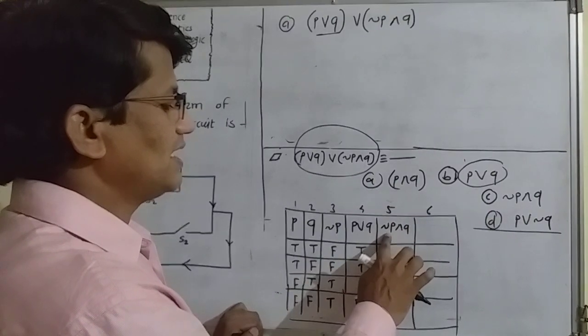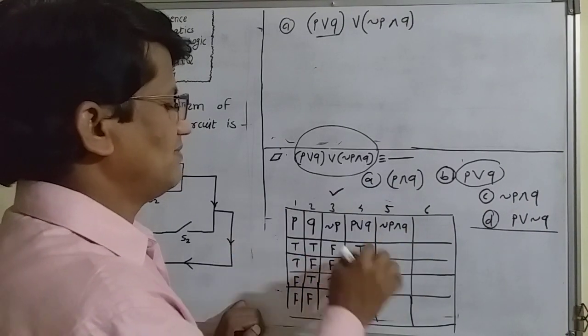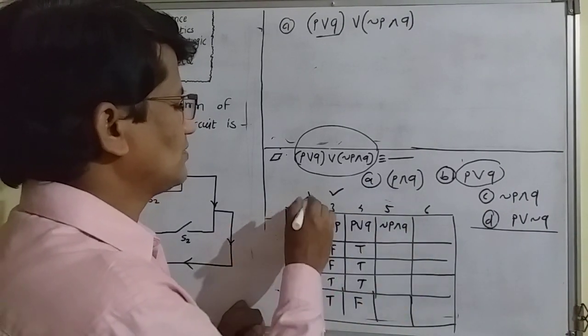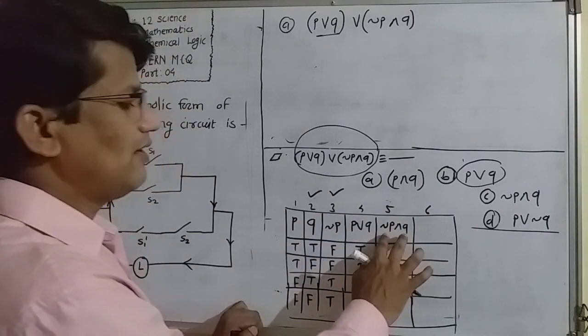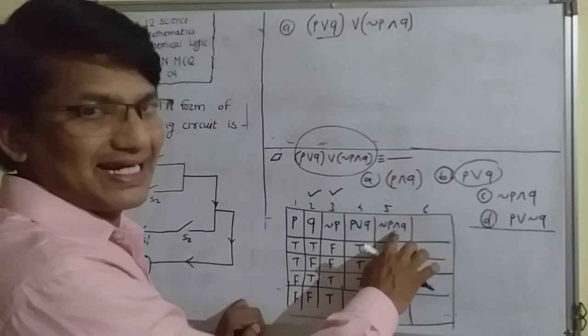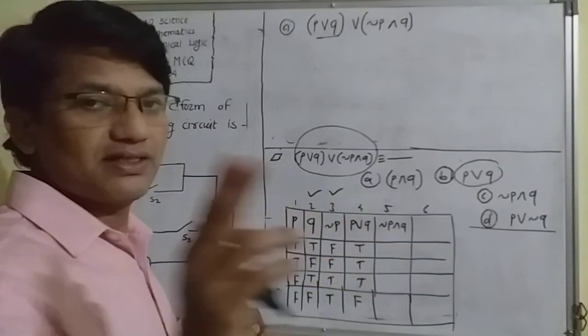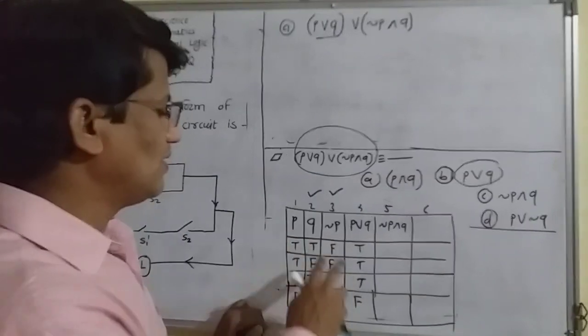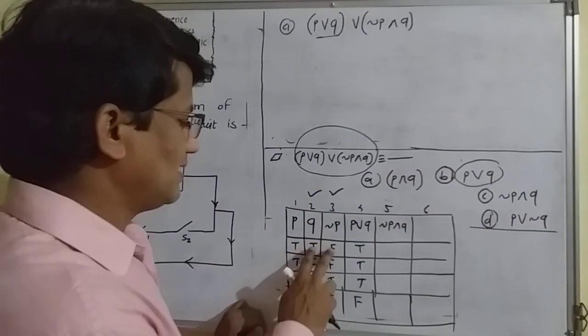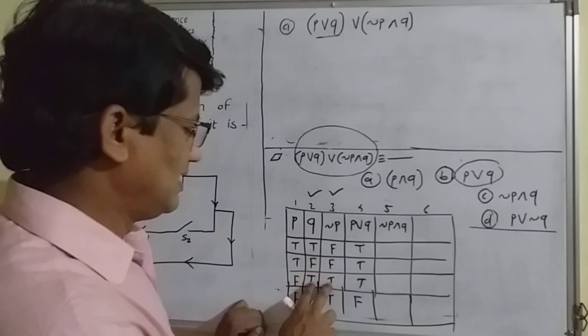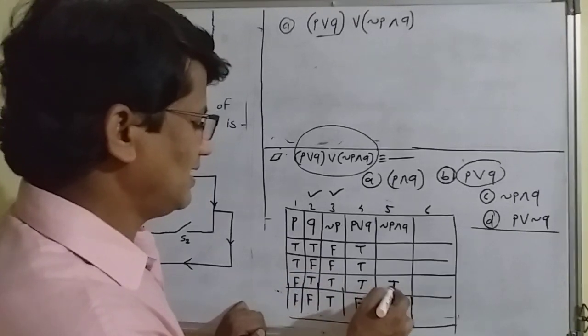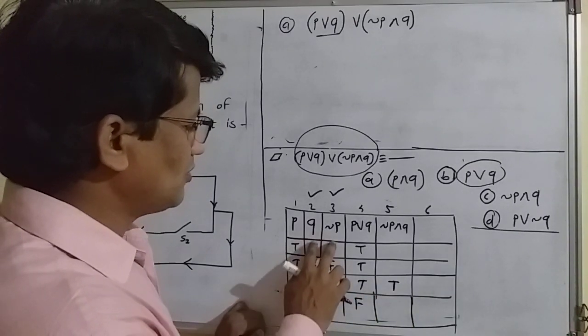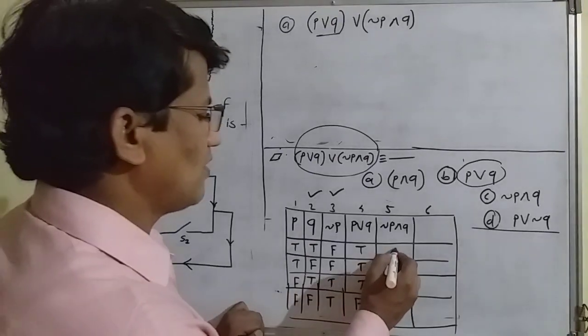5 means what? Negation P, column number 3, and with Q, column number 2. Now they are joined with what? And. What is the rule for and? Conjunction rule. Double T, it is T. Double T, yes. Here it is. Double T, it is T. In all the other positions, not double T, write all F.